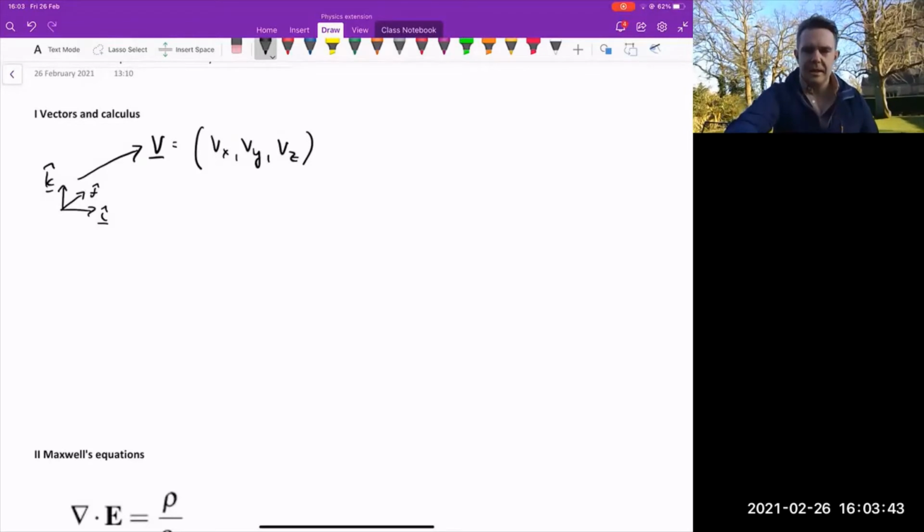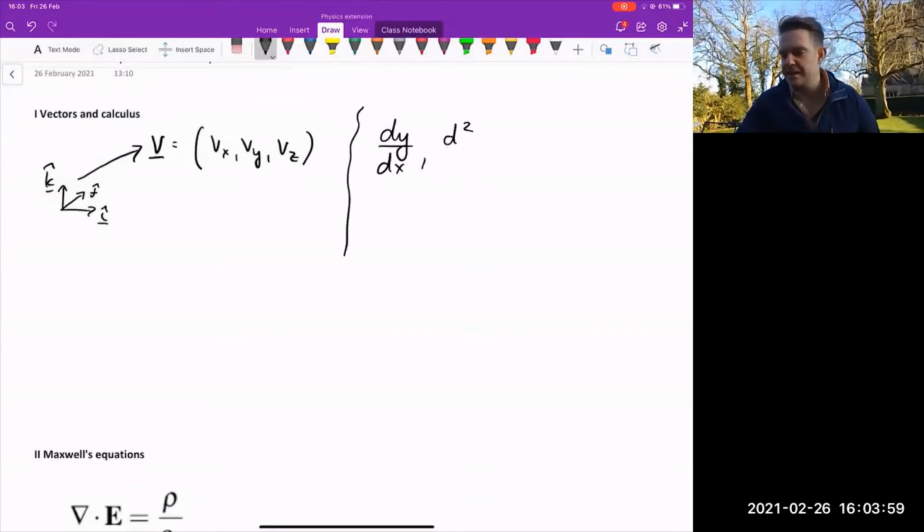Okay, so calculus. You've met the derivative. The first time you come across it, you consider dy by dx, and the second derivative, d2y by dx squared, to tell us the rate of change of a quantity and the rate of change of that rate of change. And you could carry on, of course. So calculus is to do with the analysis of change. In fact, that's a good way of thinking about calculus, the analysis of change.